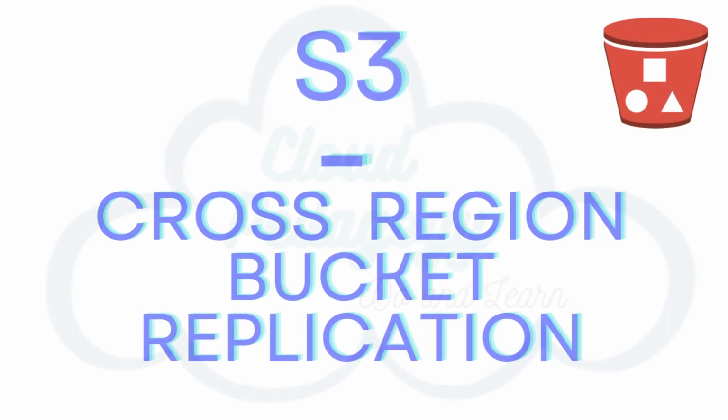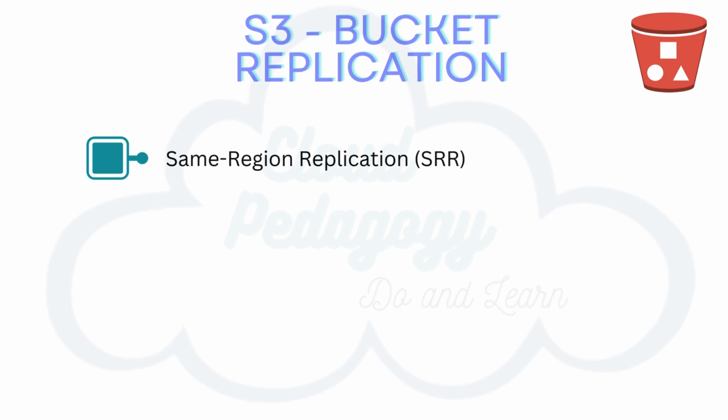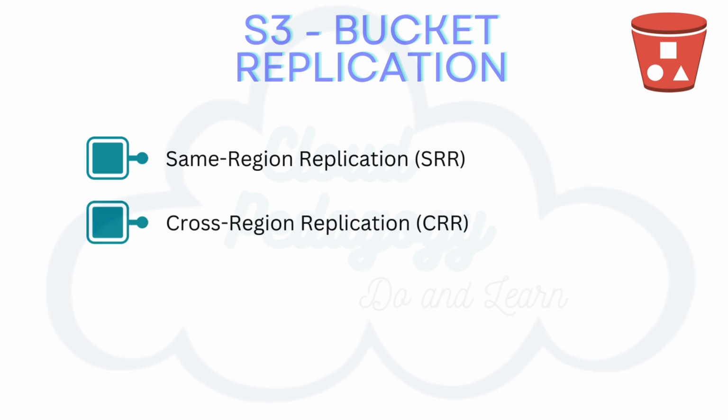Amazon S3 replication is an elastic, fully managed, low-cost feature that replicates objects between Amazon S3 buckets. S3 replication gives you the ability to replicate data from one source bucket to multiple destination buckets in the same or different AWS regions. With S3's same-region replication, you can automatically replicate data between buckets within the same AWS region. With S3 cross-region replication, you can replicate objects into other AWS regions.